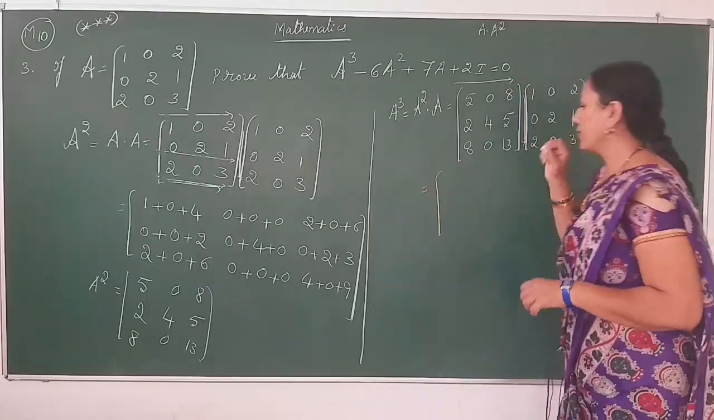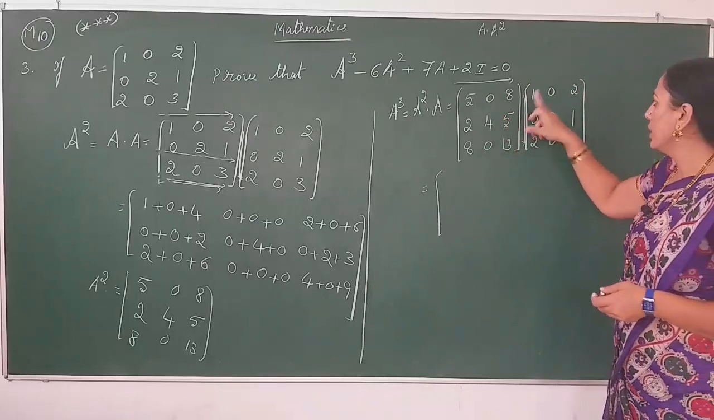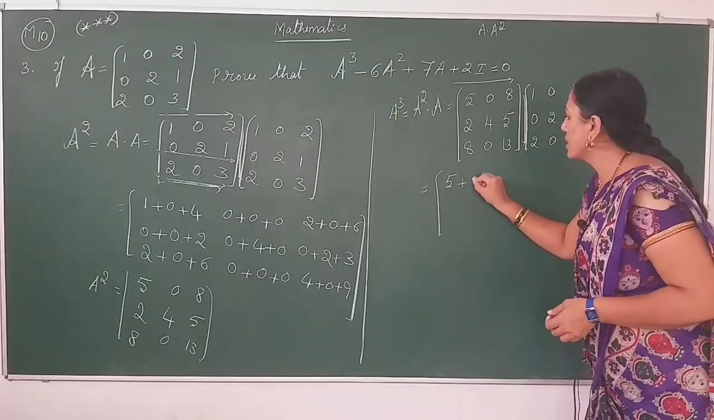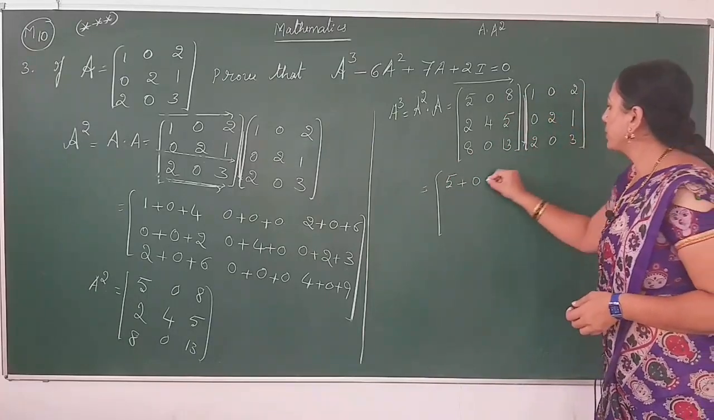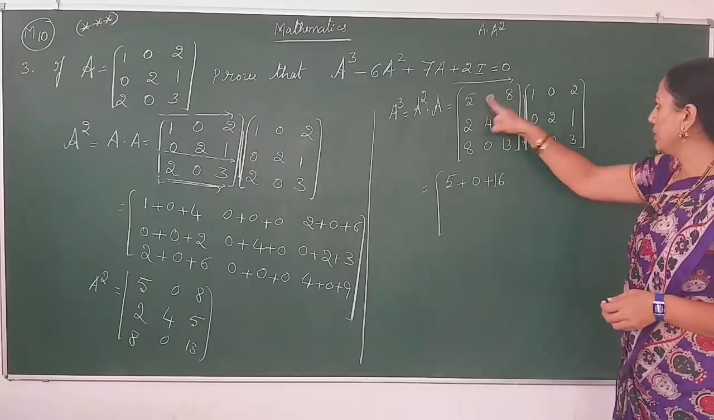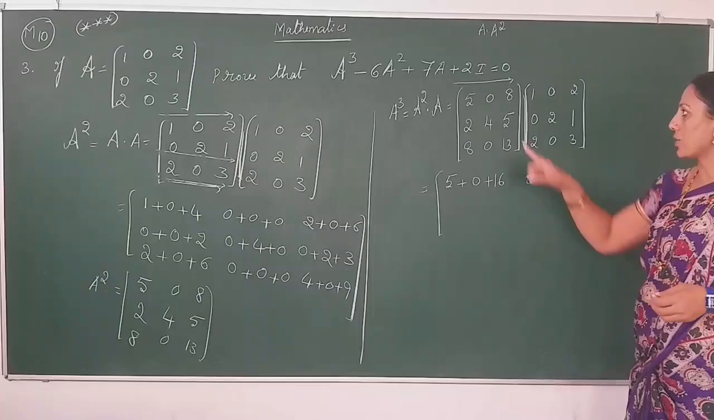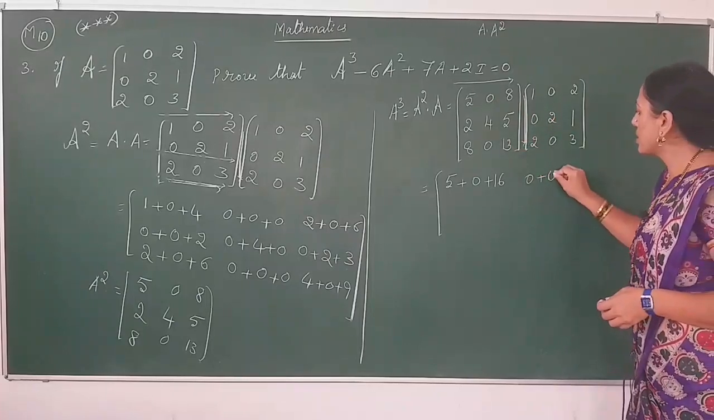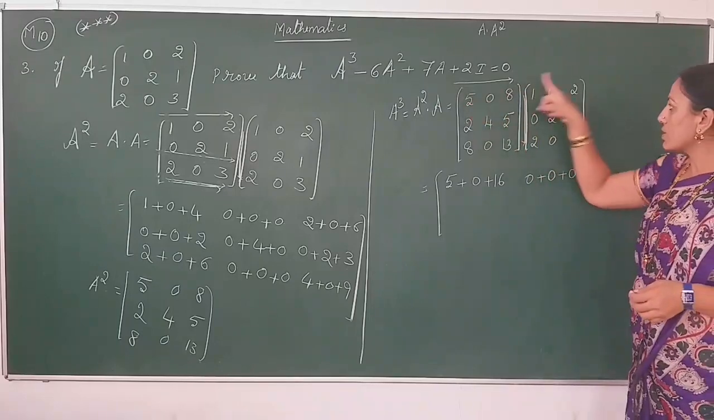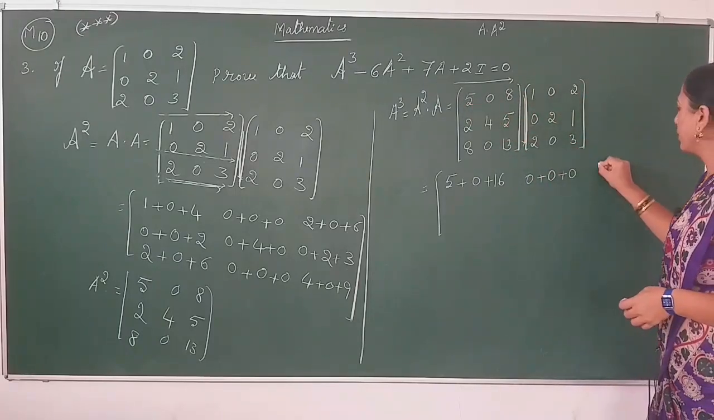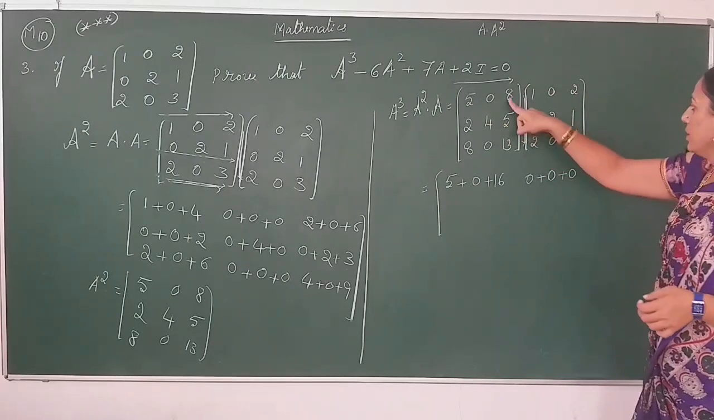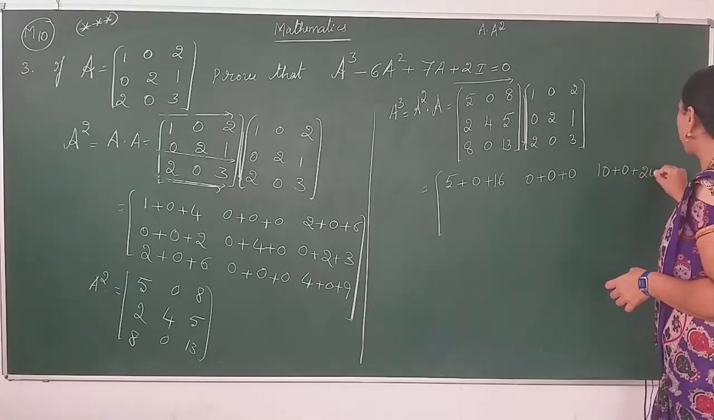First row, first column: 5 into 1 is 5, 0 into 0 is 0, 8 into 2 is 16. Again first row, second column: 5 into 0 is 0, 0 into 2 is 0, plus 8 into 0 is 0. First row, third column: 5 into 2 is 10, 0 into 1 is 0, 8 into 3 is 24.